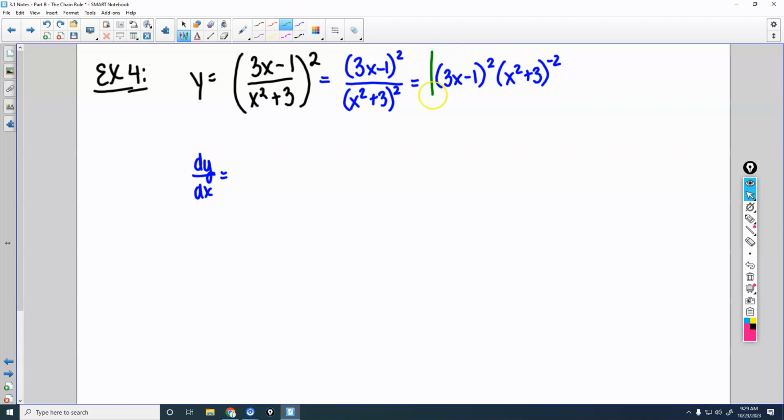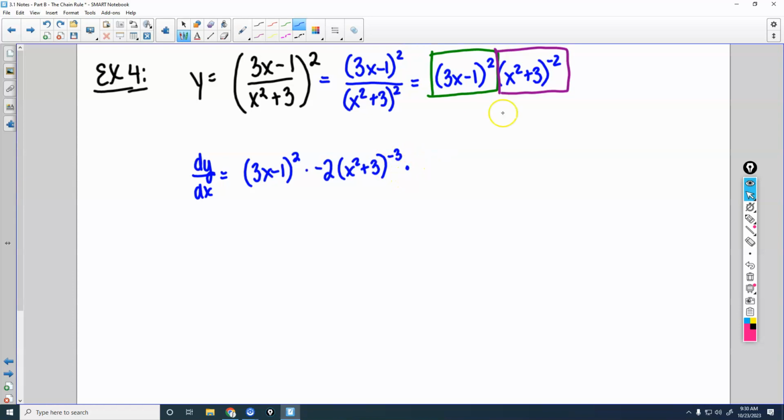So if we want to do the derivative here, we've got to use a product rule. So here's our first expression and our second. So we would do the first, 3x minus 1 squared, times the derivative of the second. You must use a chain rule for this. So it's negative 2 times x squared plus 3 to the negative 3 times the derivative of the inside, which is 2x. So we have done our first function times the derivative of the second. It's easy to feel like you're done, but you're not.